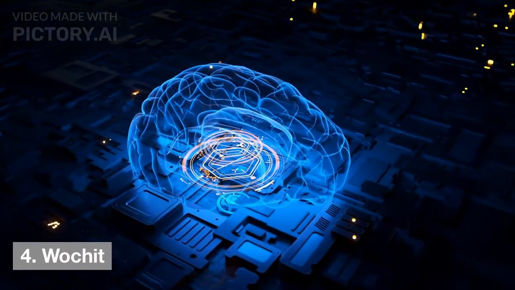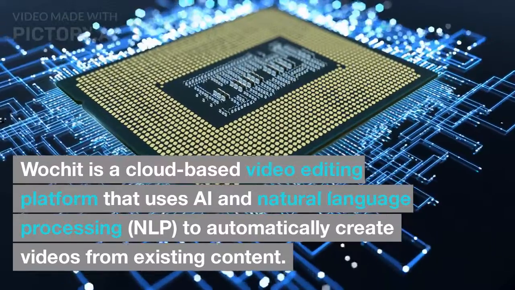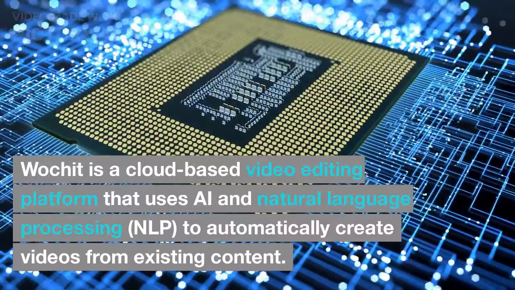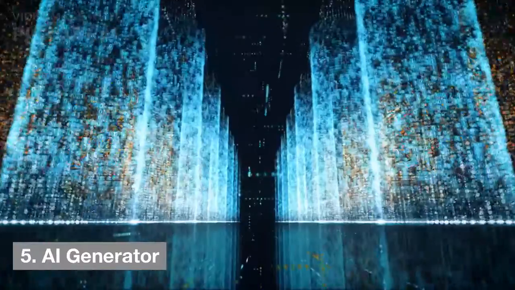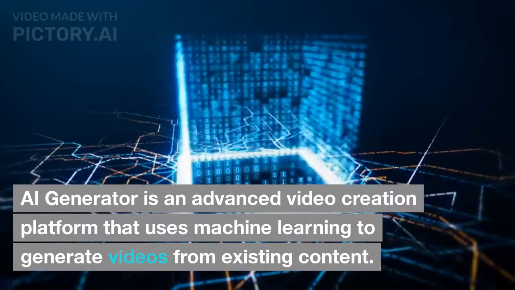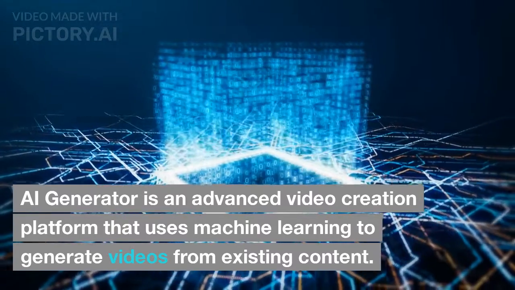4. Wochit. Wochit is a cloud-based video editing platform that uses AI and natural language processing, NLP, to automatically create videos from existing content. 5. AI Generator. AI Generator is an advanced video creation platform that uses machine learning to generate videos from existing content.